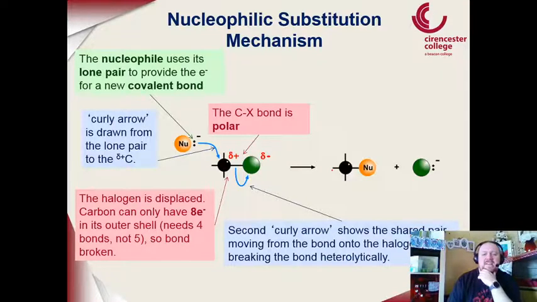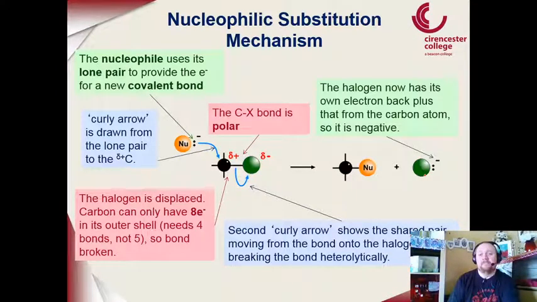We can see that this is the result of it. The nucleophile is now bonded to the carbon, and we end up with a halide ion. Really important that you know this mechanism. We'll see a couple of examples of it, but just remember it is a one-step mechanism. It all happens at the same time. I know when you do the electrophilic addition, we end up with a carbocation hanging around. You don't get that in this case. It is a one-step process.